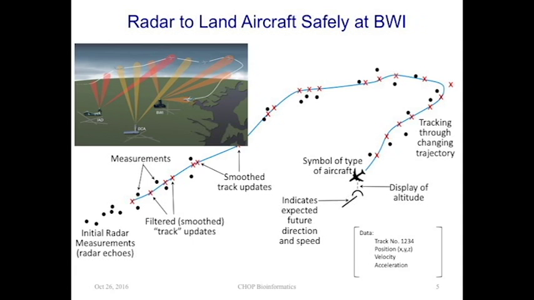Okay. So my question for you, before I go on, is what's different between landing a human being safely at the end of their life and landing an airplane safely at an airport? What are the fundamental differences in the systems that we're comparing? Anybody have any ideas?